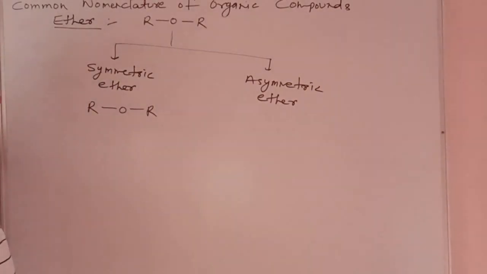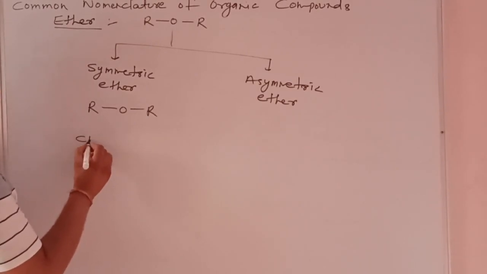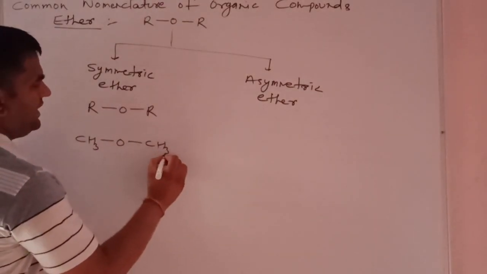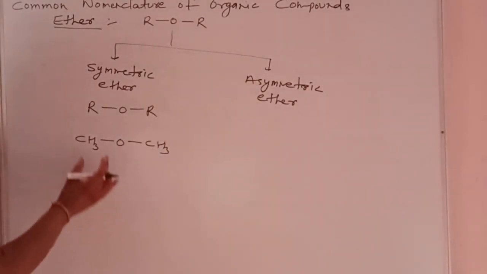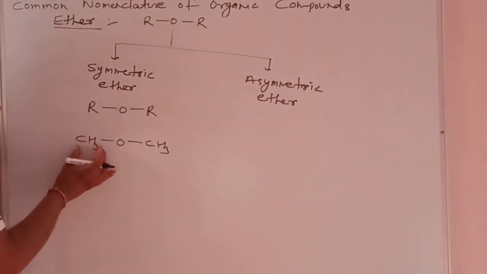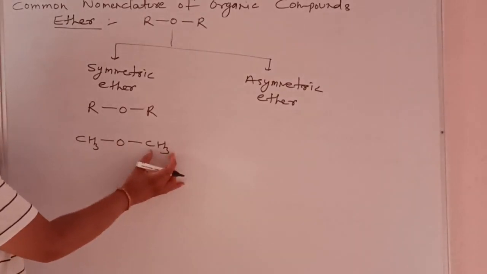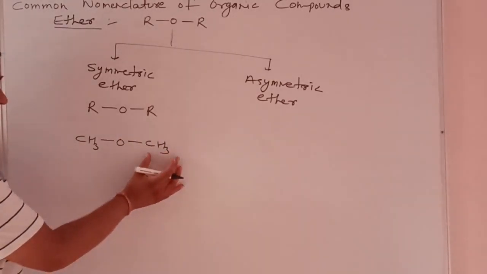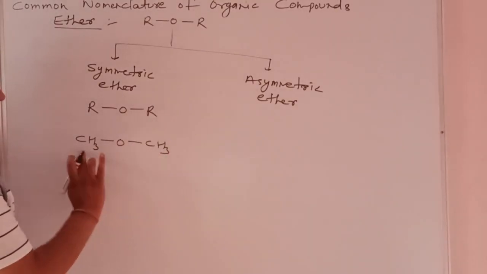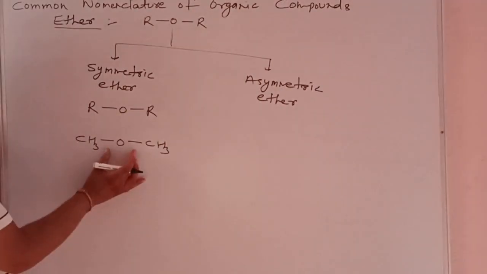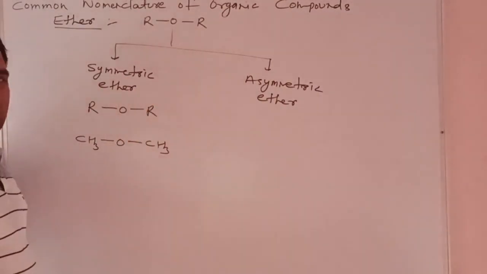For example, CH3OCH3. The first hydrocarbon chain is CH3 and the second hydrocarbon chain is also CH3. So both hydrocarbon chains are the same, so this ether is called symmetric ether.